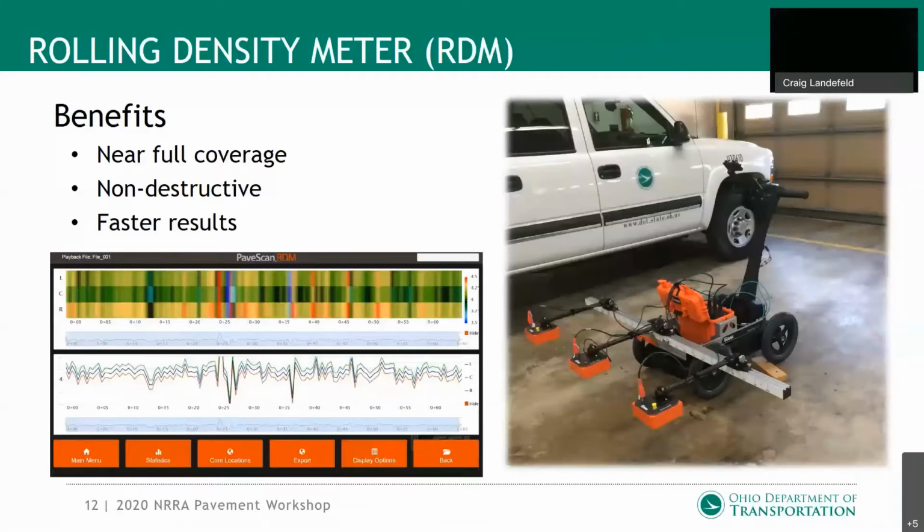Some of the benefits of the unit are that it's non-destructive. We get near full coverage. We're actually measuring lines of density down the pavement. So we're interpolating between the sensors, but the amount of data increase is vast compared to coring. And once we have the machine calibrated to the mat, we can get a lot faster results. It's real-time results as we're rolling down the pavement. We're able to see density changes and potentially pick up any areas of concern and hopefully correct them before the shift would end that day.